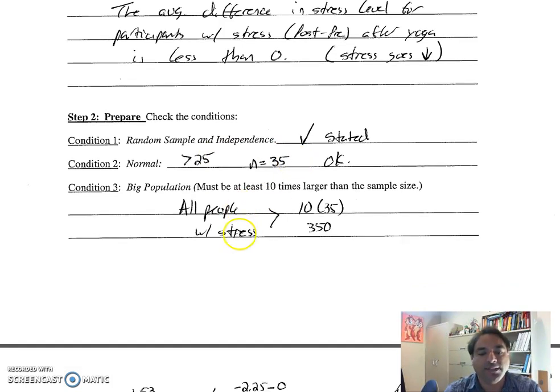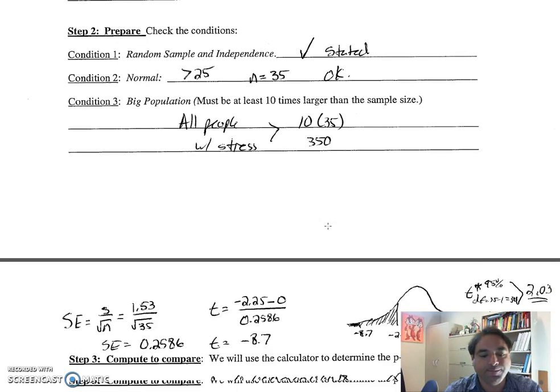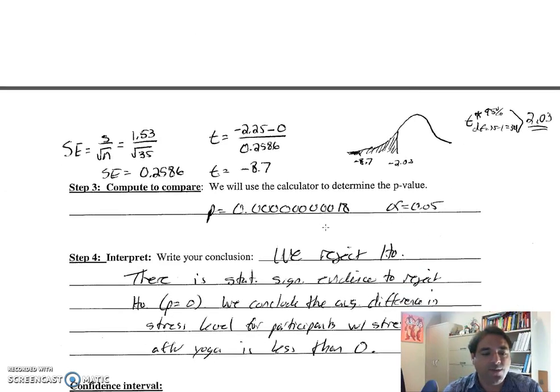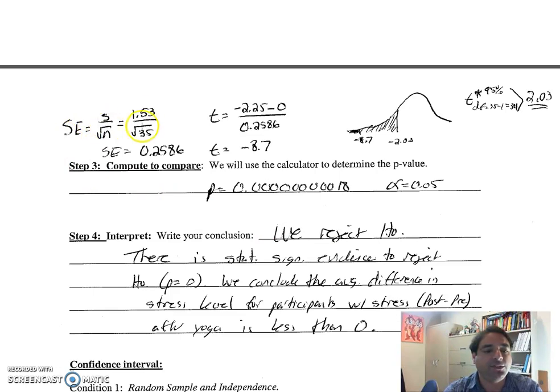And all people with stress, is that greater than 10 times 35, which is 350? There are more people in the world than 350 with stress. Okay? Everything here I'm just going to kind of review because we did this in the last video. But we're going to find our SE, so it's the standard deviation divided by the square root of n. 1.53 divided by the square root of 35, which is 0.2586.